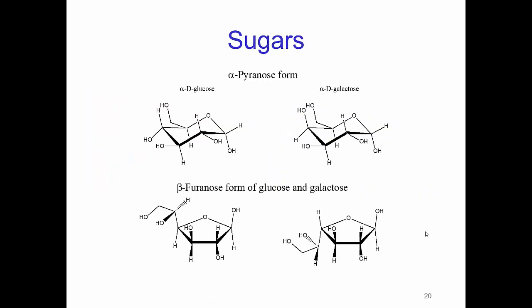Sugars. Now this is important in biochemistry and a variety of things. You'll see a lot of these names. D-glucose, beta-furanose or pyranose. A 6-membered ring is pyranose, and a 5-membered ring is furanose.